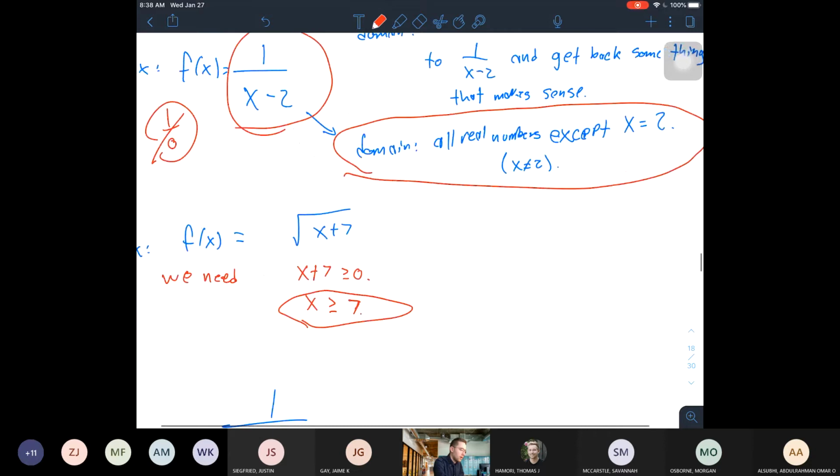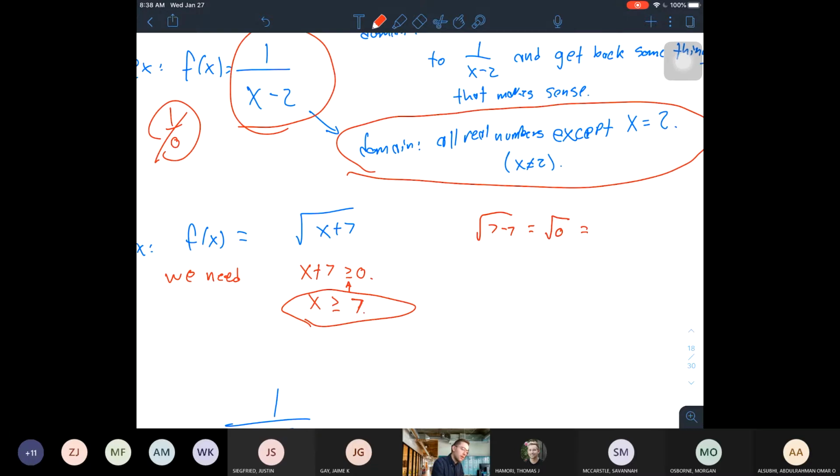I included, by the way, the equal to sign as well here, because we can do the square root of 7 minus 7. That would just be the square root of 0. And there are two numbers which we can multiply together to get 0. They're the numbers 0 and 0.